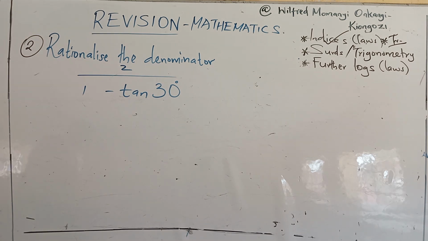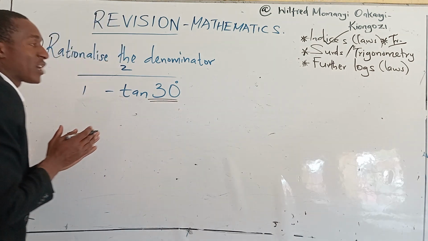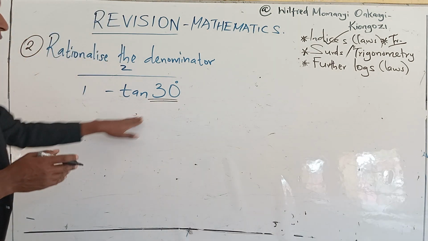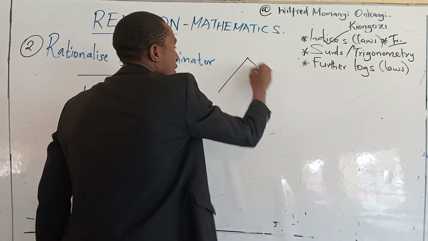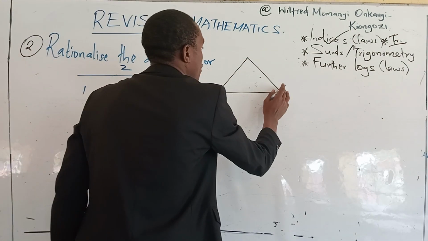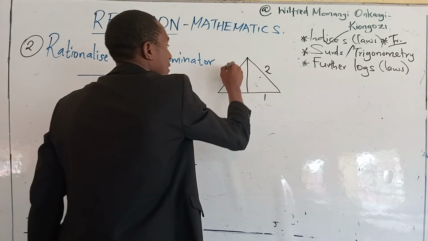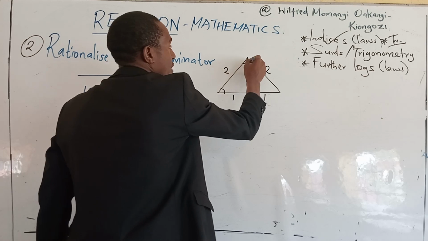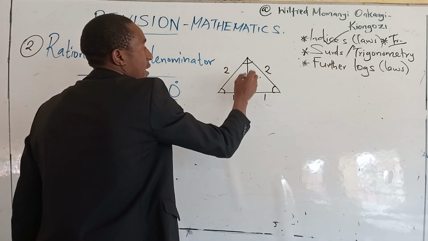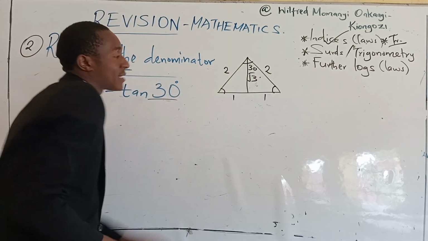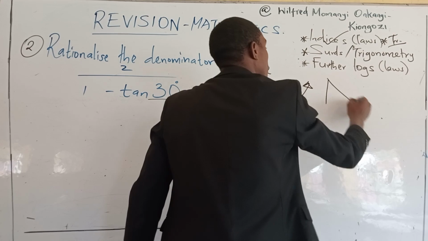Again, we use special triangles. I have already shown you how to get tan 30. So what we do is we have this triangle, we'll repeat it briefly. We said this is 1, this is 1, this is 2, and this is 2. This is an equilateral triangle, so all sides are equal. And then the middle one is √3. And because our base angle is 30 degrees, we invert the triangle to take this position.